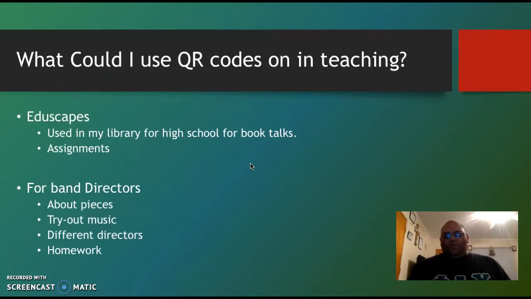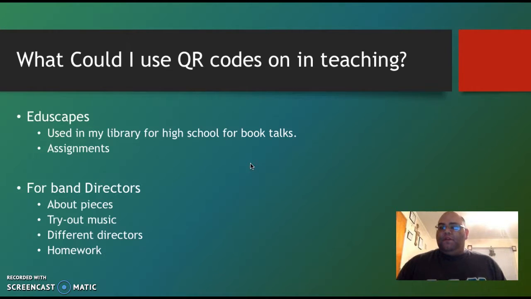What could I use QR codes on in teaching? Let's see. Back in my high school, we were already using QR codes for the library, for book talks. A student would go into the library and scan the QR code on the book, for a book talk done by students or found online and placed on the book. I can see teachers using them to hand out assignments or use them for history assignments or just to see how other students are doing in a classroom if it's for like a middle school per se.